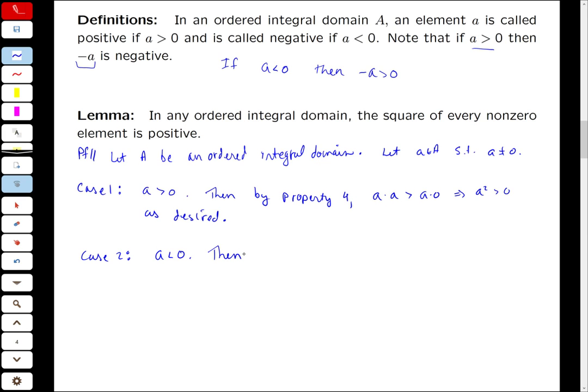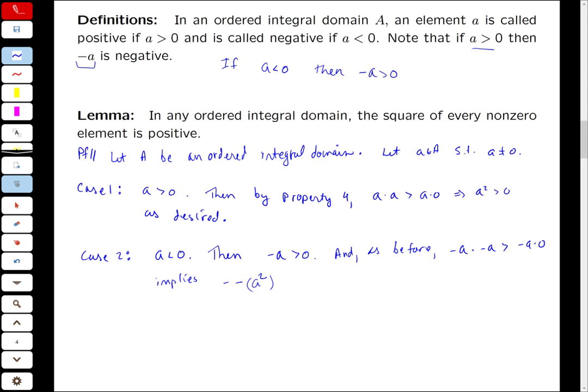If A is less than 0, then what is minus A? Greater than 0. And, as before, minus A times minus A is greater than minus A times 0. Tells us minus A squared, let me write it this way, minus A squared.